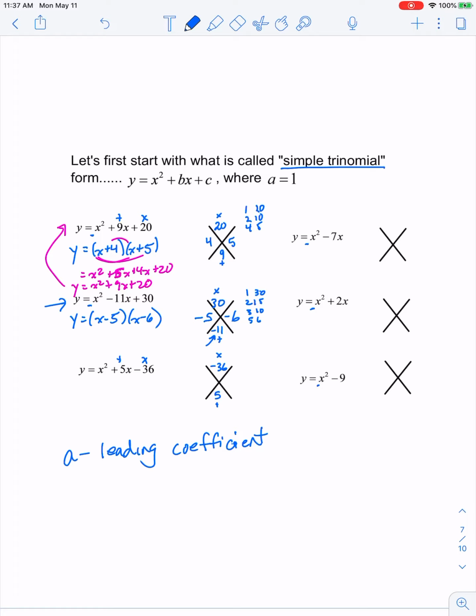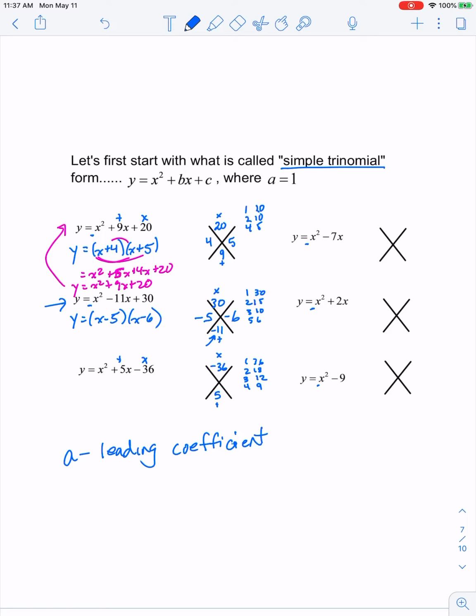So now, factors of 36, 1 and 36. Those will never give me 5. Never in a million years. 2 and 18. Nope, not going to give me 5. 3 and 12. Nope, not going to give me 5. 4 and 9. Oh, those two could give me 5. I could have a 9 and a minus 4, and that would give me positive 5 when I add them together.